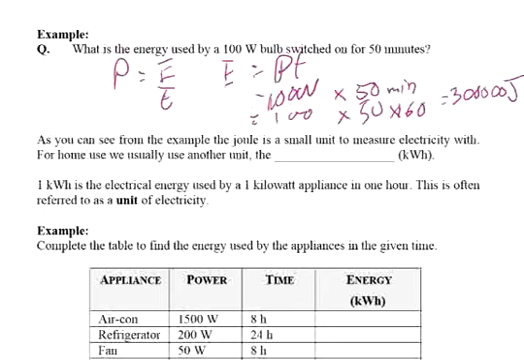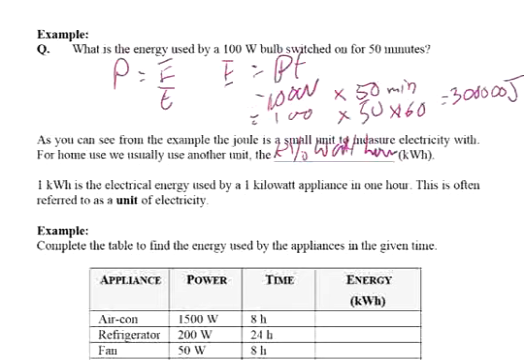As you can see from the example, the joule is a small unit to measure electricity with. For home, usually we use another unit. We use it in kilowatt hour. Okay, kilowatt hour. 1 kilowatt hour of energy is the electrical energy used by a 1 kilowatt appliance in 1 hour. This is often referred to as a unit of electricity.